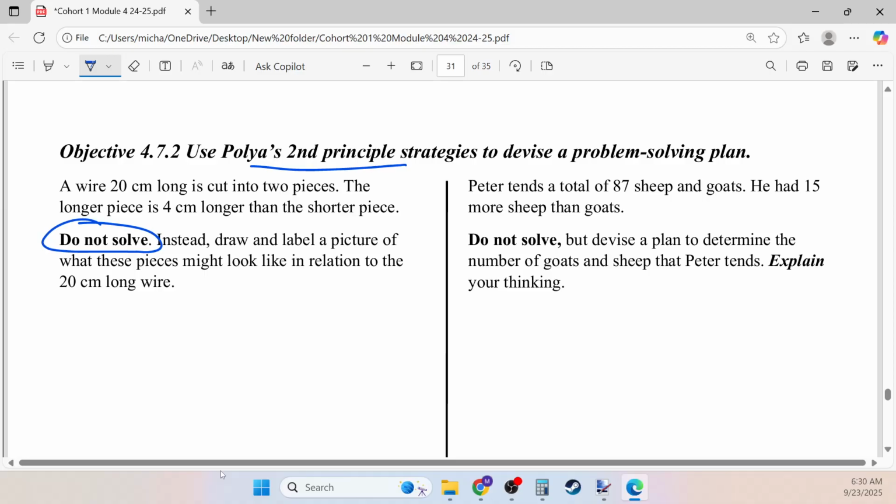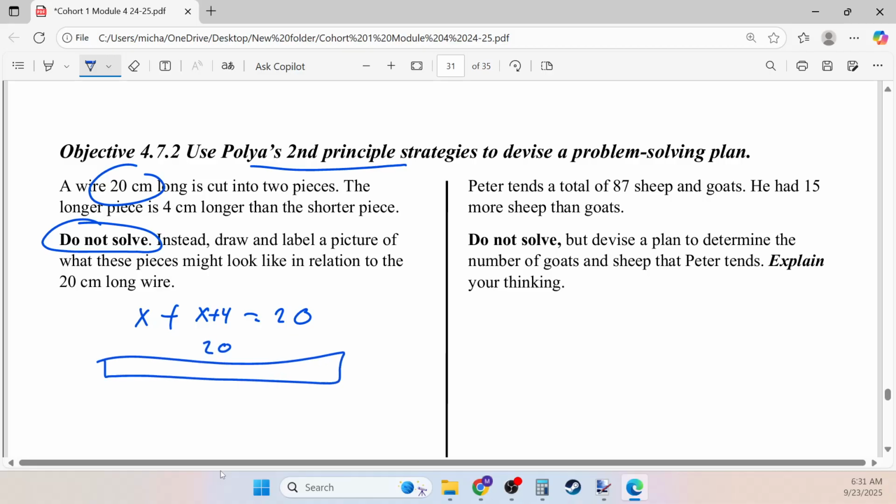A wire 20 centimeters long is cut into two pieces. The longer piece is 4 centimeters longer than the shorter piece. So one of them is a piece that's short, and one of them is a piece that's 4 centimeters longer. And they total 20. Do not solve. Instead, draw and label a picture of what these wires might look like in relation to each other. So here's the 20 centimeter wire, and we'll go a little more than halfway. Here's the x, and here's the x plus 4 side. That's good enough.